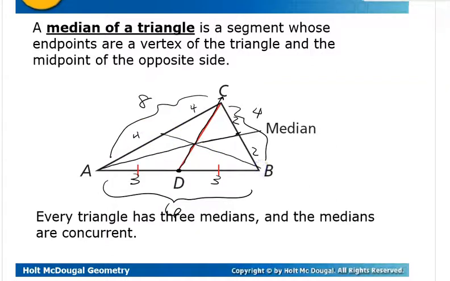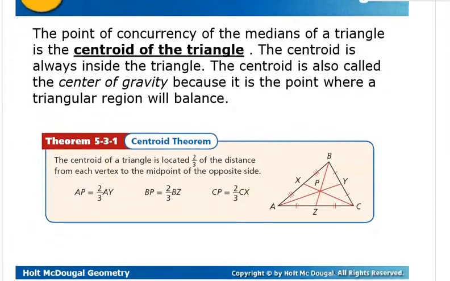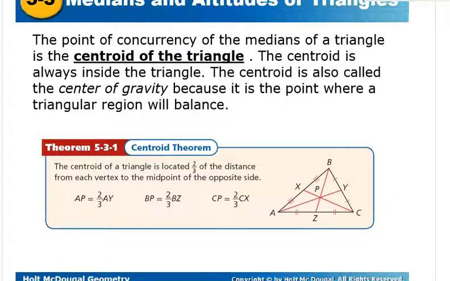Now there is going to be a spot where they meet right there, and that is actually called the centroid of the triangle. Now the centroid of the triangle is actually the center of gravity. So if you were to have this triangle and put your pen in the center of that triangle, the triangle should be able to balance on that point because it is the center of gravity.